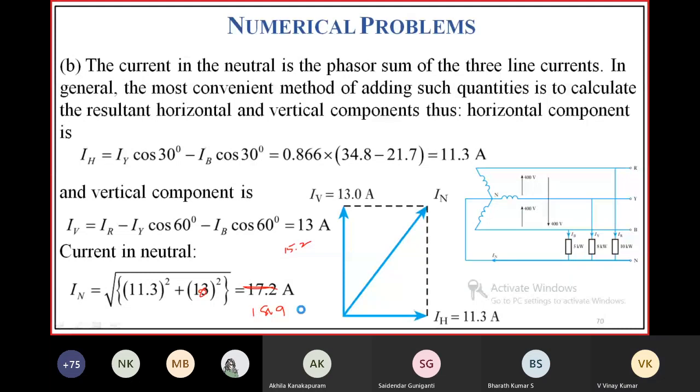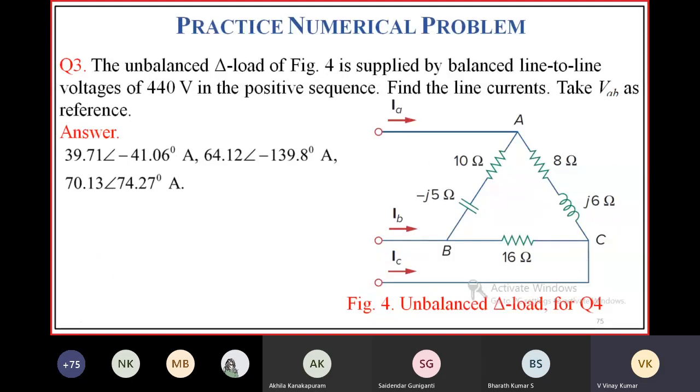Next, the delta connected load. You can find it, right? You know, this is R minus jXC. This is an unbalanced system. The line to line voltage is 440 volts.